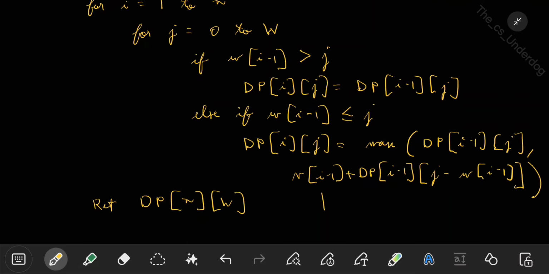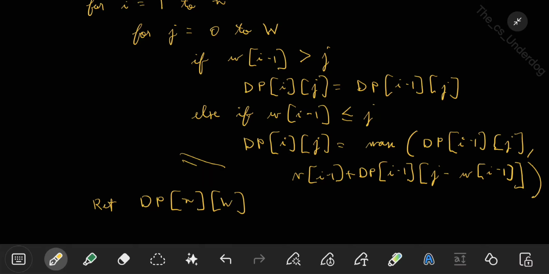If you are including the value of this ith item, that is already added into the total profit, and with the remaining i minus 1 items and remaining capacity of j minus weight of the ith item. This is the case when you have the ith item included. You have to find the maximum among ith item not included and ith item included. Whatever be that value, the maximum among these two values will be inserted into dp[i][j].